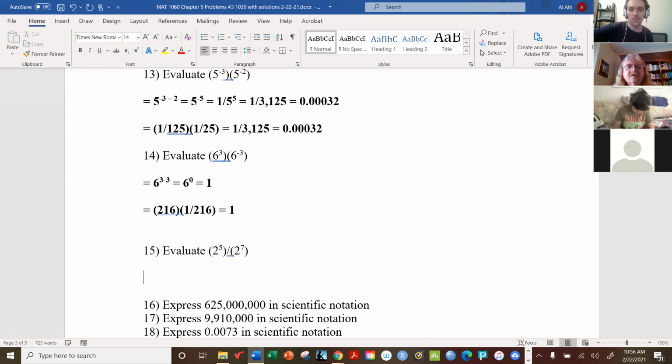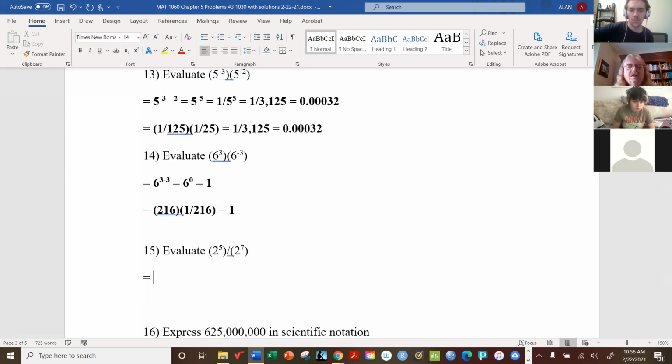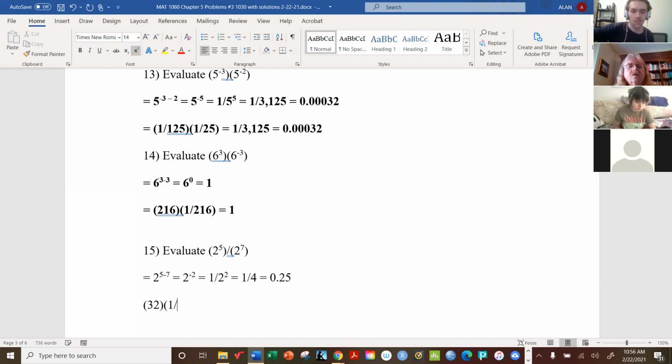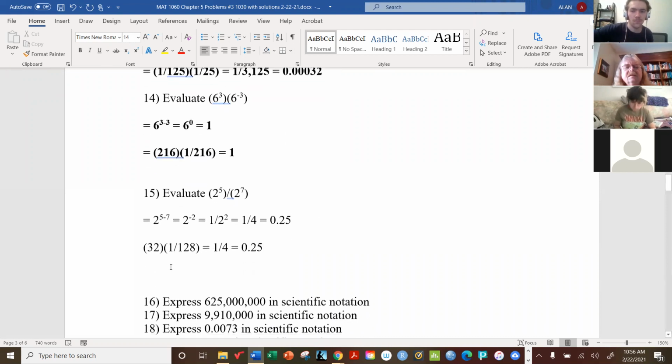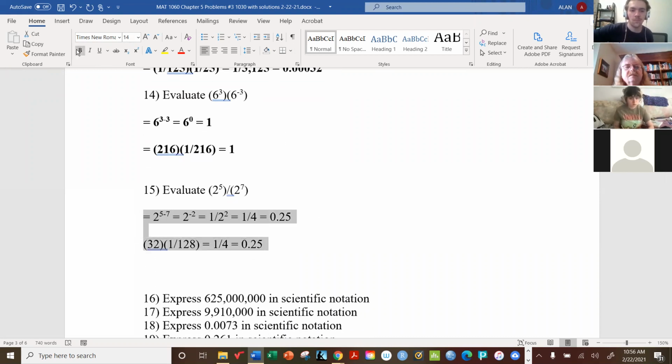All right, now this one is a quotient rule. You've got 2 to the 5 minus 7. 2 to the minus 2 power is 1 over 2 squared, which is 1 over 4, or 0.025. The other option would be to put 32 times 1 over 2 to the 7th, which is 1/28. Ta-da! All right, so those are done.